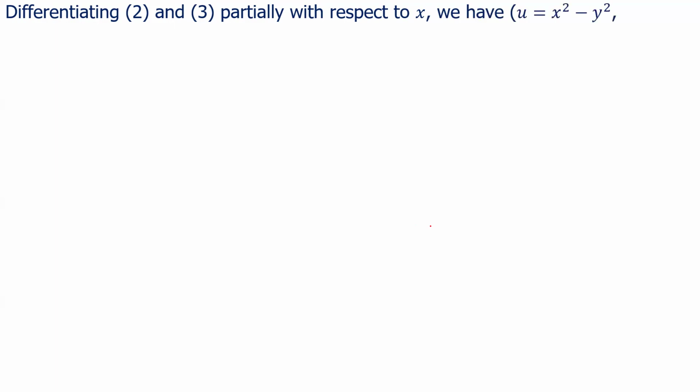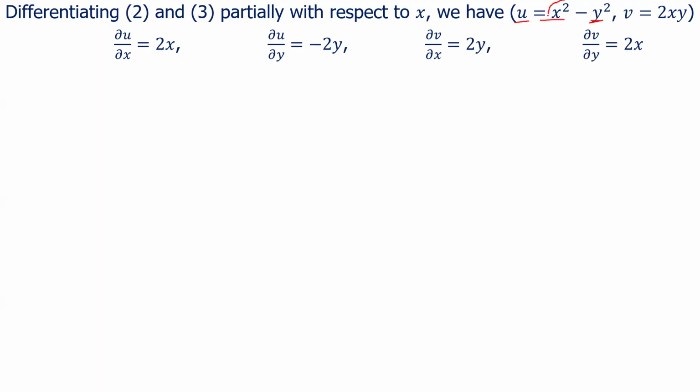So differentiating 2 and 3 partially with respect to x and y, since we have u is equal to x square minus y square and v is equal to 2xy. So del u del x, what is del u del x? It is 2x, because this is constant, so this will become 0. Del u del y is, this is 0 with respect to y, so minus 2y. Del v del x, so 2y into derivative of x is 1, so we have 2y. Del v del y, so 2x is constant and derivative of y is 1, so this is again 2x.